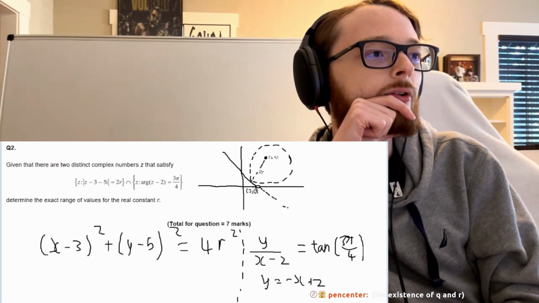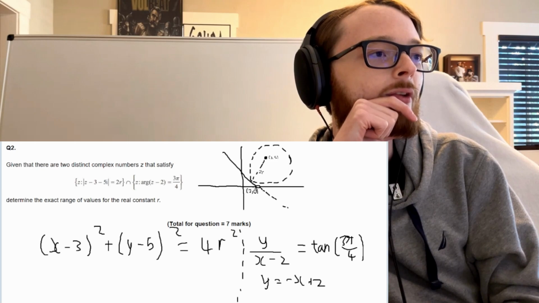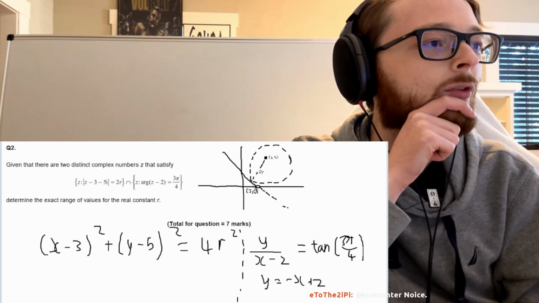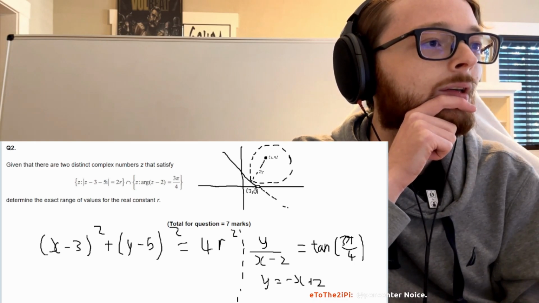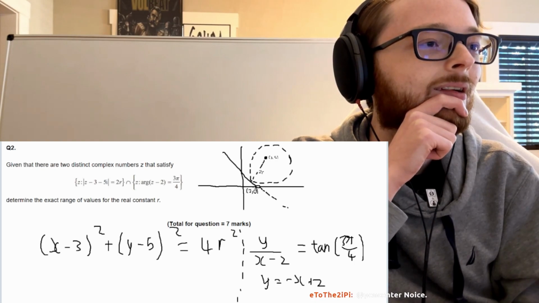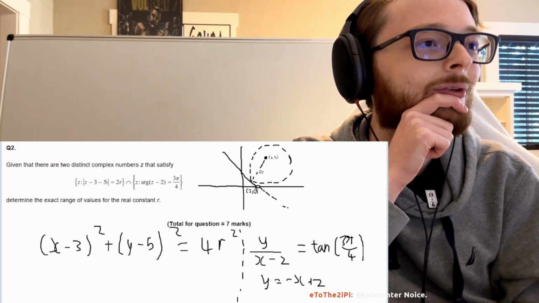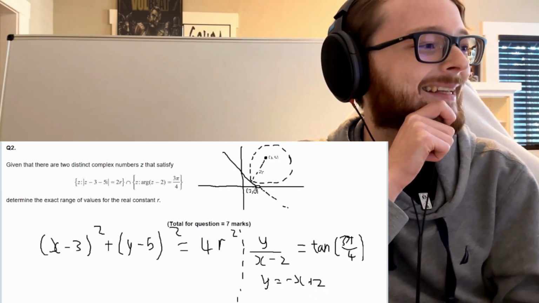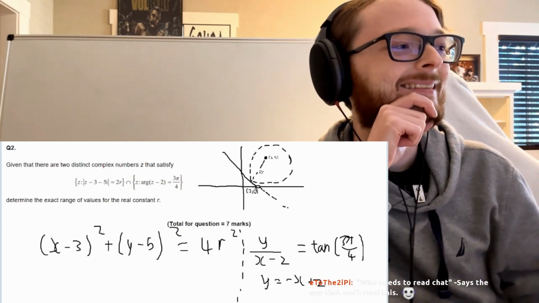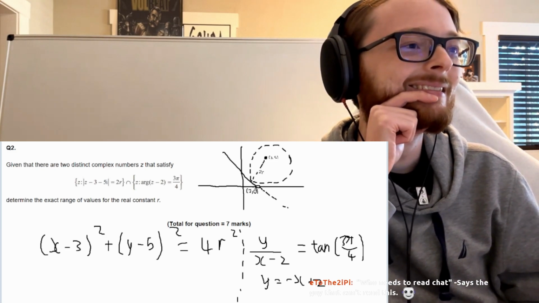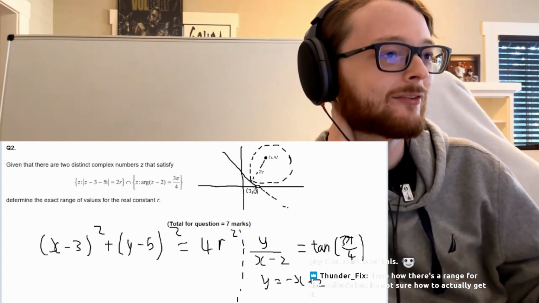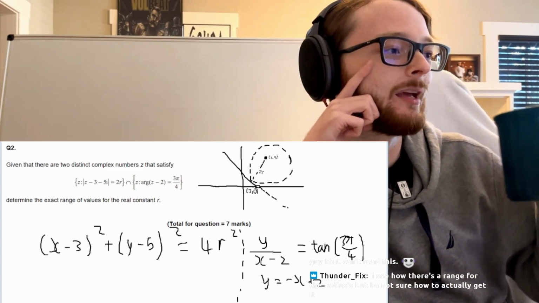Given that there are two distinct complex numbers z that satisfy the magnitude of z minus 3 minus pi equals 2r, intersect arg z minus 2 equals 3 pi over 4. Two distinct complex numbers z that satisfy both of those conditions, I guess.